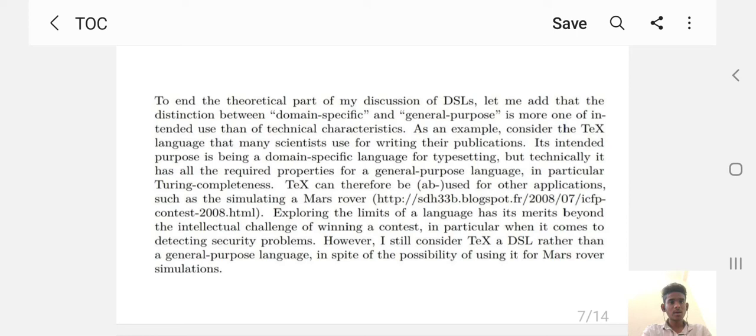Exploring the limits of a language has its merits beyond the intellectual challenge of winning a contest, in particular when it comes to detecting security problems. However, I still consider TeX a DSL rather than a general purpose language, in spite of the possibility of using it for Mars rover simulations.